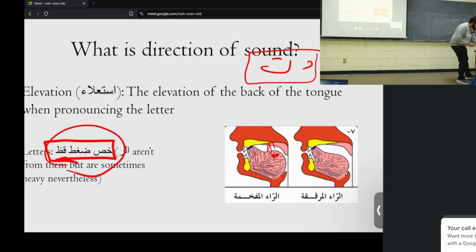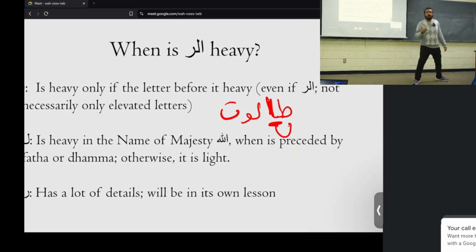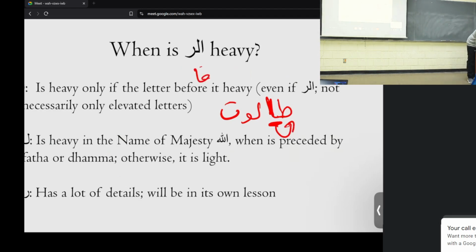When is alif heavy? If the letter before it is heavy. So Talut here, alif is here, the letter before. Is the letter before heavy or not? So what do I say? I say Talut. Another example is قالوا، يراؤون.